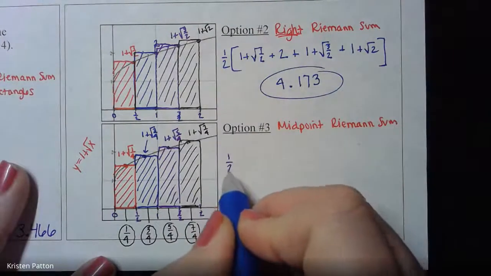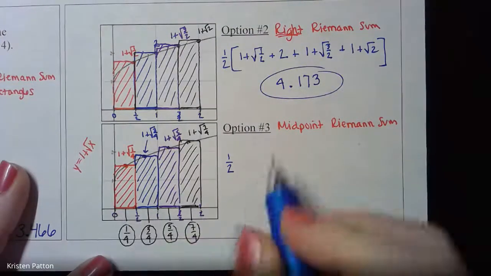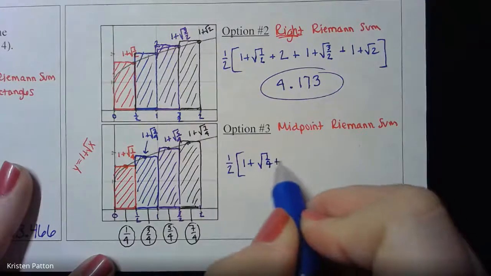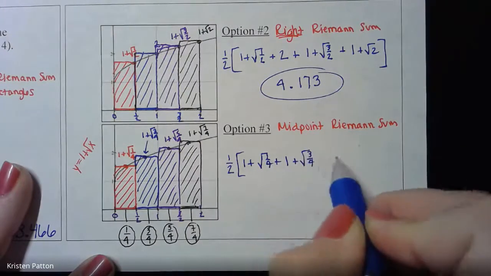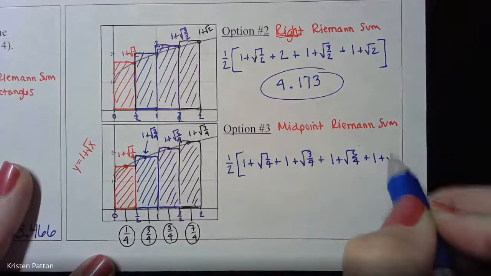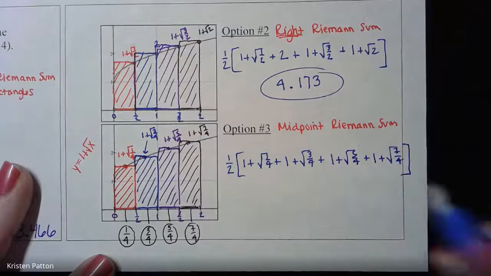All right, so again, each rectangle still has a base of 1/2. And then the heights are 1 plus the square root of 1/4, 1 plus the square root of 3/4, 1 plus the square root of 5/4, 1 plus the square root of 7/4.